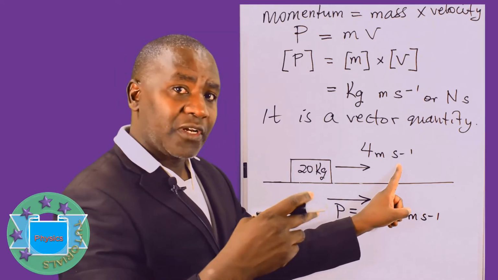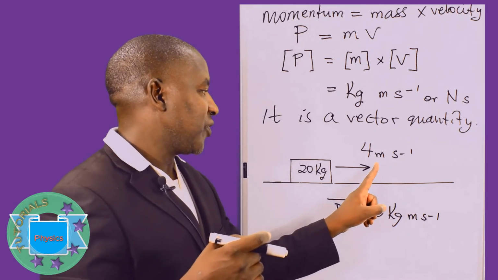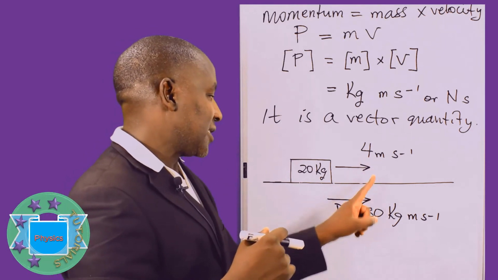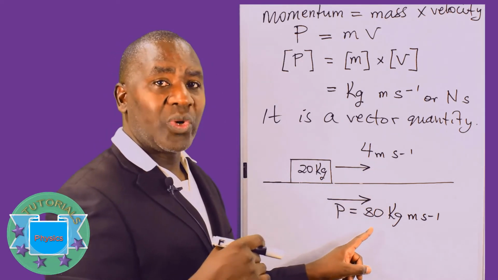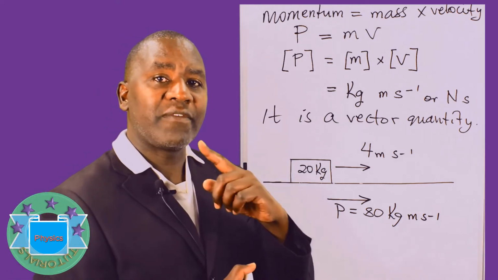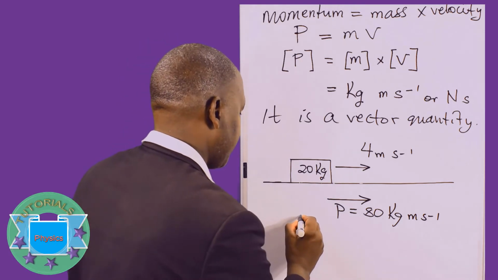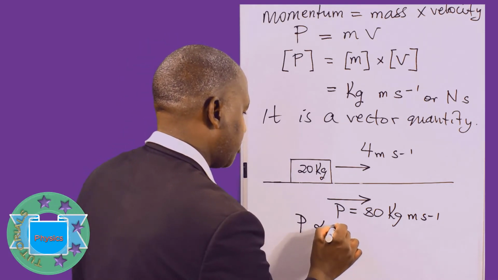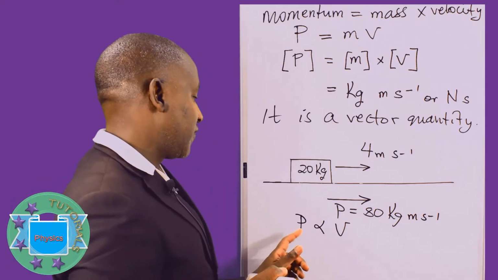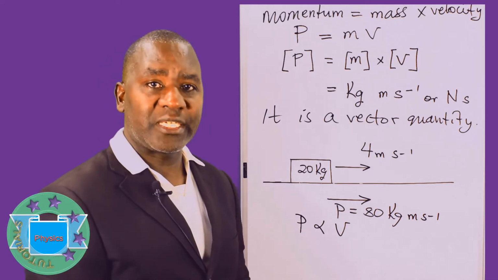Therefore, you'll see that the momentum will be halved because the velocity has been halved. So one of the factors which affects the momentum of an object is its velocity. Momentum is directly proportional to the velocity. When you double the velocity of the object, you're going to double its momentum.